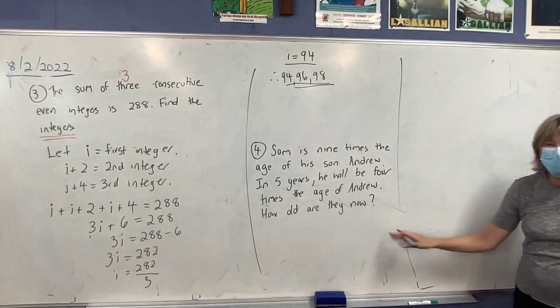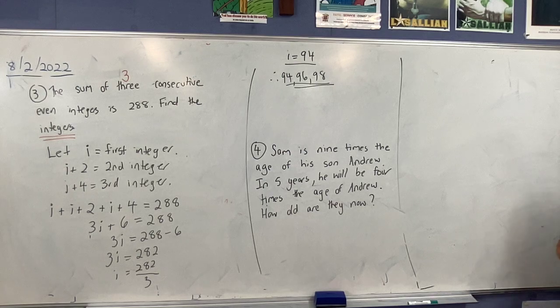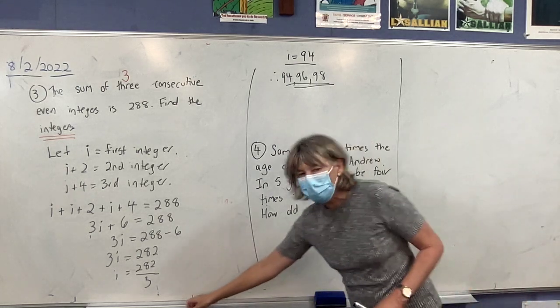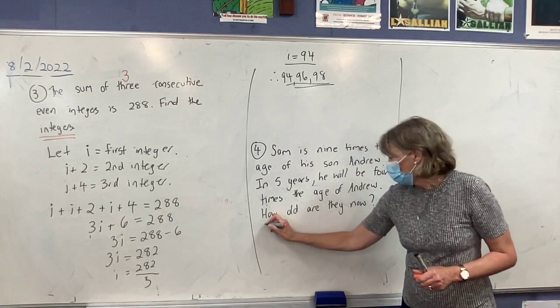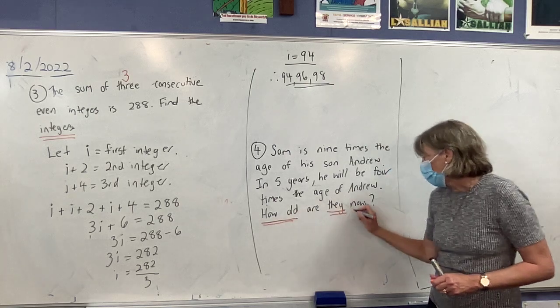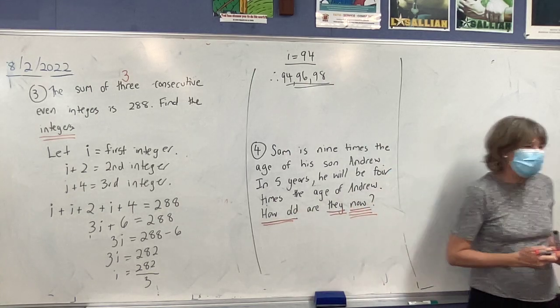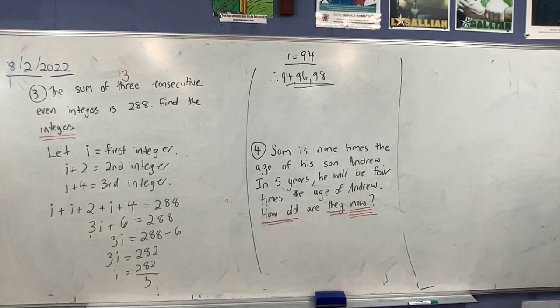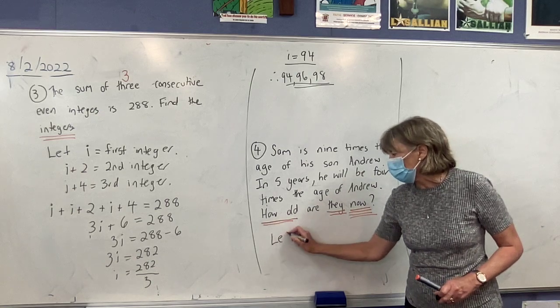Okay, so we're doing this one now. Now this is a really badly done question in tests. So be very careful here. Mask up, please. You're finding how old they are now. Okay? Not in 5 years' time, now. So that becomes really important to what you write for your let things to begin with.